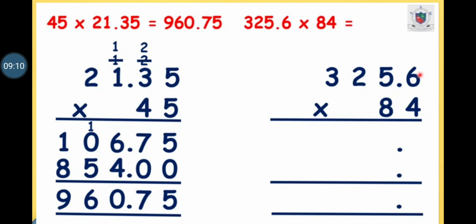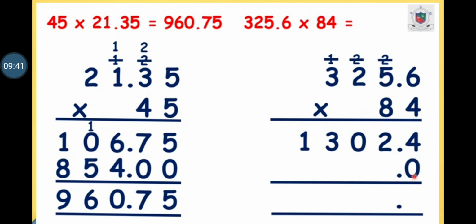4 times 6 is 24. So 4 we have to write down. And 2 will be carry forward. That will come at the top of the next number. 4 times 5 is 20 plus 2 is 22. 2 will be carry forward. 4 times 2 is 8 plus 2 is 10. Then 1 will be carry forward. 4 times 3 is 12 plus 1 is 13. Now we have to cut the carry forwards and we have to put 0 under the first digit.